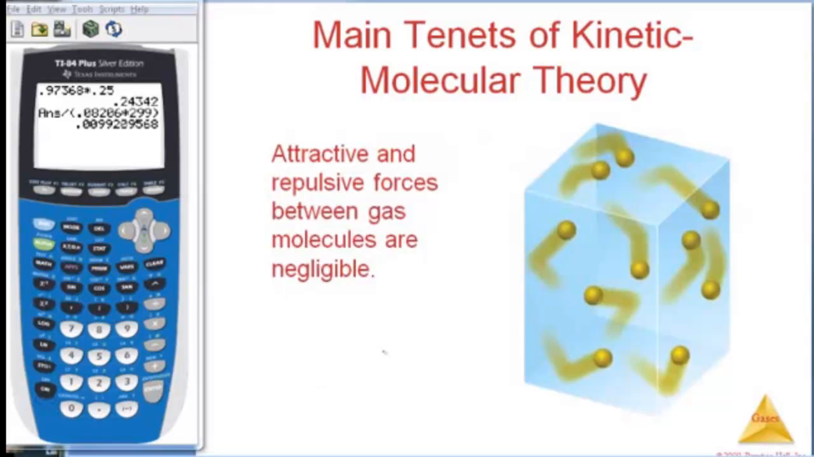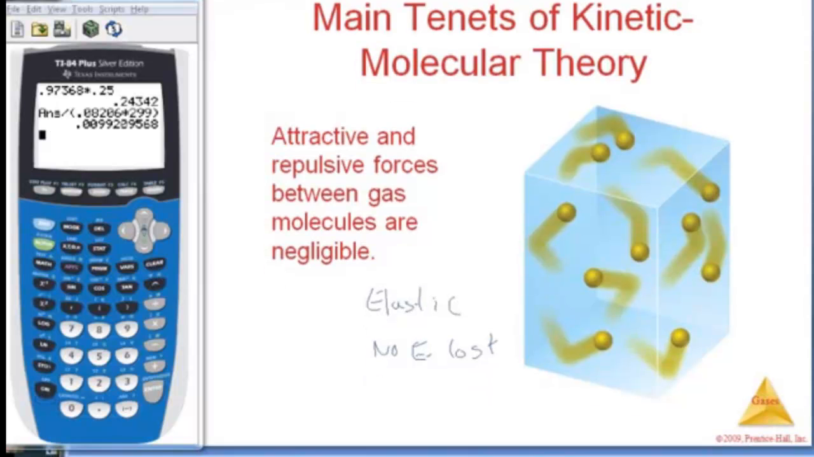Attractive and repulsive forces between gas molecules are negligible. So what that says is there's no attraction between these gas molecules, and because there's no attraction, there is no slowing down when they hit each other or when they hit something else. So there's nothing causing them to slow down. Another way of saying this is that the collisions are elastic, which means that no energy is lost. So they don't slow down when they hit each other, or if they hit the sides of the container.